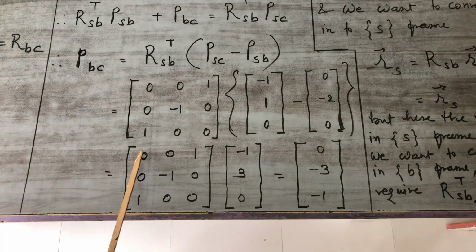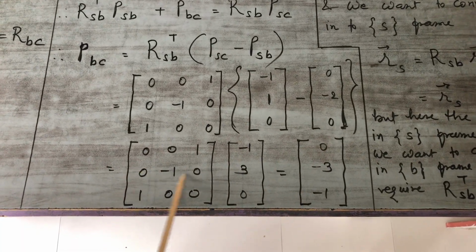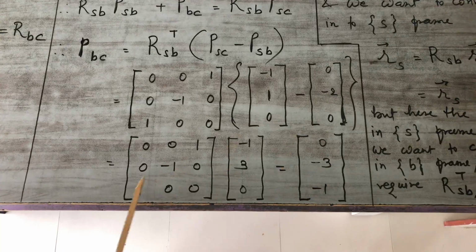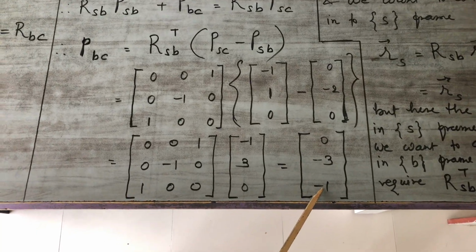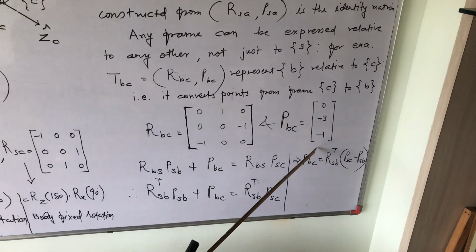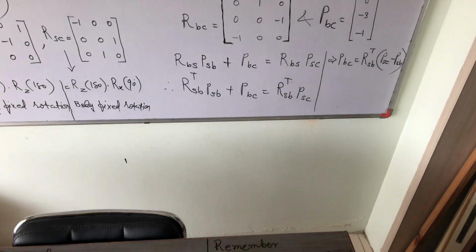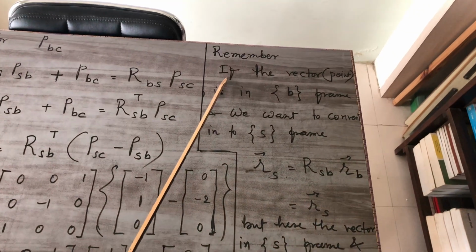So if we multiply first row with this column, we get 0. This into this we get minus 3. This into this we get minus 1. This is the same as given in the book: 0 minus 3 minus 1. So we have cross checked. It is right, no arithmetic error.